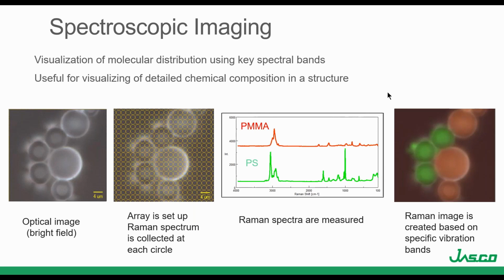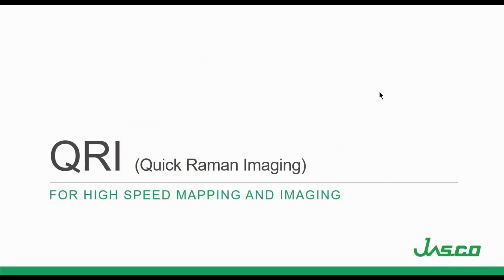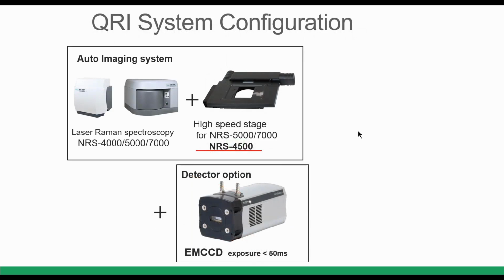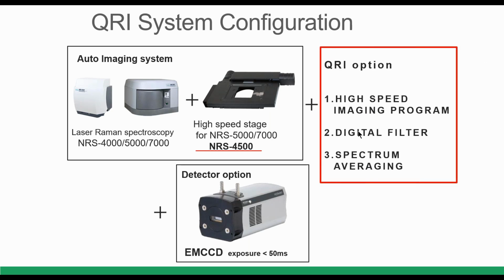But I would like to show the next feature that we call QRI, that is quick Raman imaging, and this is for high-speed mapping and imaging. In this case, what we're looking at here is just the objective lens of the microscope. The laser comes through the objective and is going to take the measurement on the sample. You can see the grid that is created, similar to what I showed before, and actually in this method, the stage is moving. So this is the configuration for a QRI system.